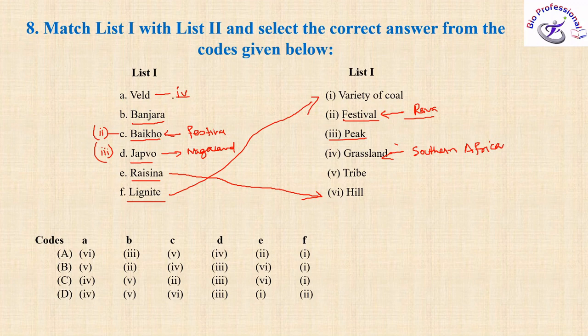So 1 with 4 means A, 4. You have two options. Then Baikho means C2. If you know that Baikho is a festival, then probably you can find the answer easily, because C2 is the only one option. So option C is the correct one.